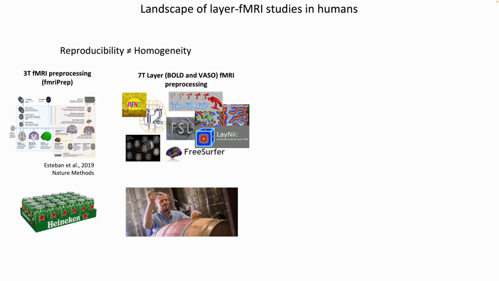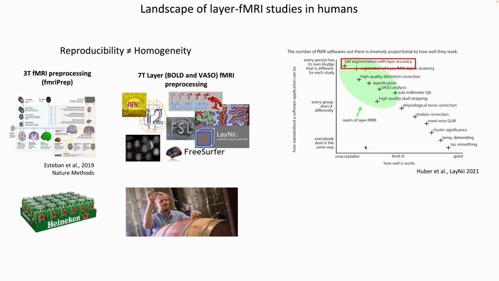Different for layer-dependent fMRI. It's more like wine producing. There are no international standards of wine production. Rather, you need to consider the local features of your specific study. You need more manual interventions and training. There are many software solutions out there already, and usually the number of software solutions that exist is inversely proportional to how well they work, because everybody tries it, it doesn't work, so they develop their own.